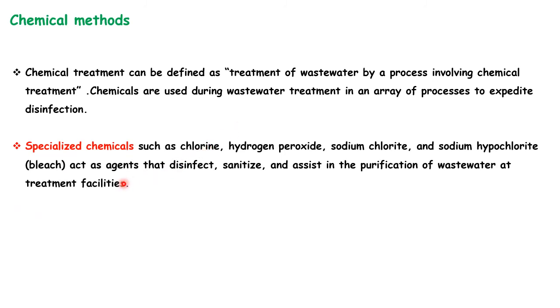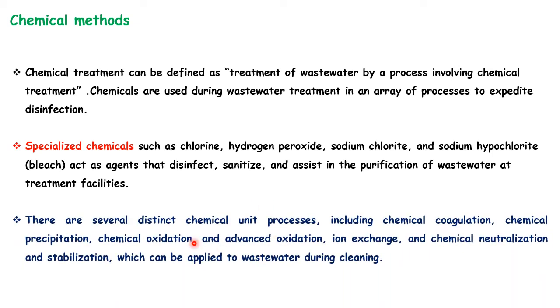Different chemicals are used for different methods, depending upon the sewage water or wastewater that they are treating. Here we have specialized chemicals such as chlorine, hydrogen peroxide, sodium chloride, and sodium hypochlorite. All of these will be used as disinfectant agents that will clean the water, as well as remove all the microorganisms present in that wastewater after it has passed from the secondary treatment to the tertiary treatment.